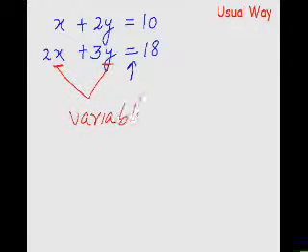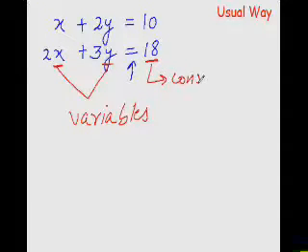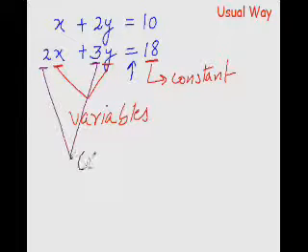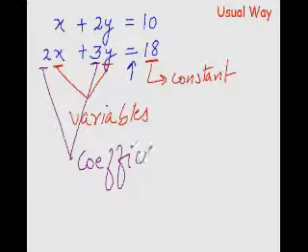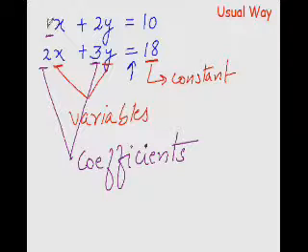Alright, this number that you are seeing here is known as a constant, and this 2 and 3 that you are seeing are known as coefficients. Basically they are numbers that are put before the variables. When there is no number put before a variable, the coefficient is always 1, but we don't write 1. It is understood that it is 1.